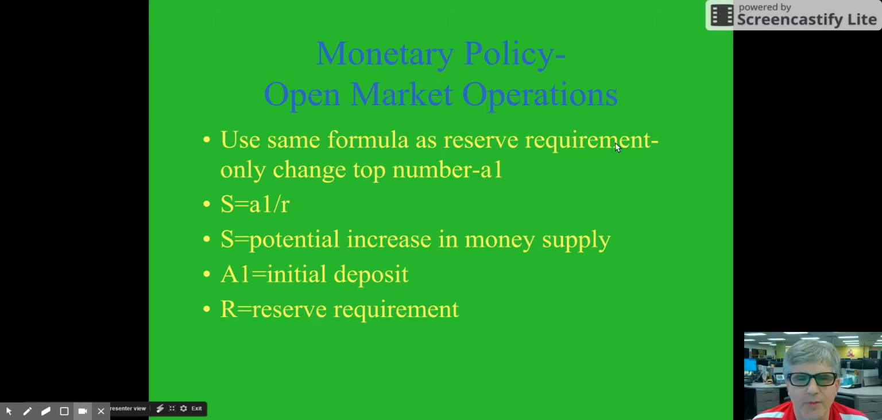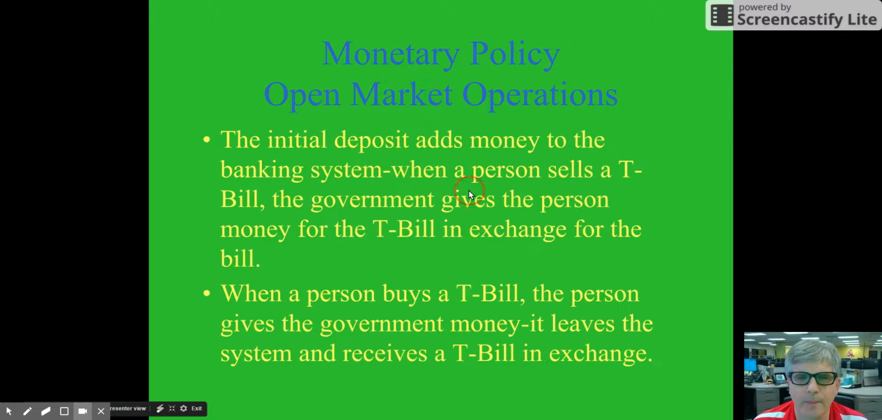Monetary policy number 3: open market operations, or buying and selling T-bills. We use the same formula as a reserve requirement. Instead of changing the bottom number, you change the top number, the A1. Obviously, we can also change both numbers, but we're only going to do the top number. We use the same formula, S equals A1 over R. S is the potential increase in money supply, A1 is the initial deposit, R is the reserve requirement.